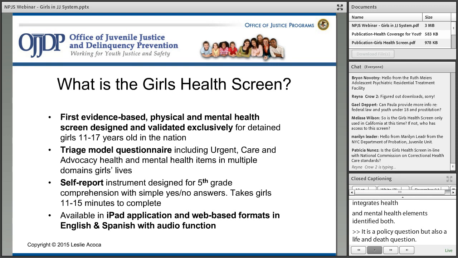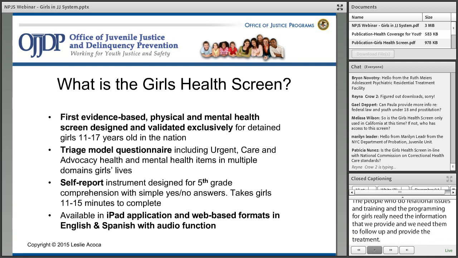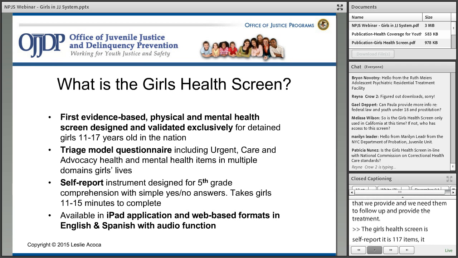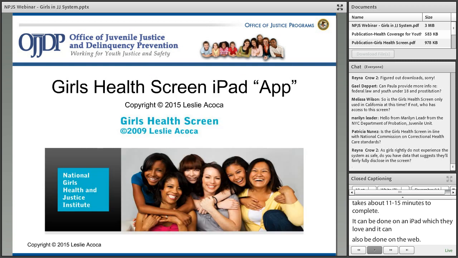The girls' health screen is self-report. It's 117 items. It takes about 11 to 15 minutes to complete. It can be done on an iPad, which they love. They touch little bubbles, and it can also be done on the web. We will do it in paper in jurisdictions that don't have any electronic capacity, but I think that doing it on an iPad or some other device is the wave of the future, although of course we have to be very careful about security.